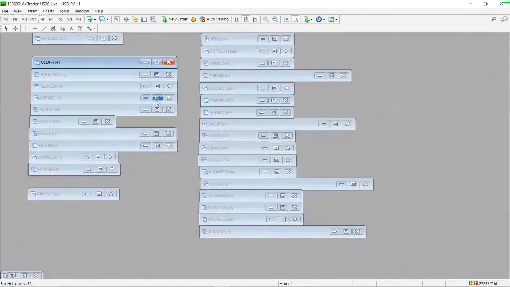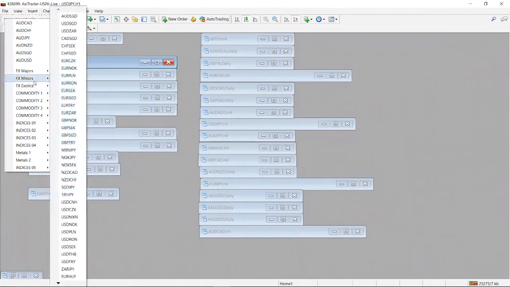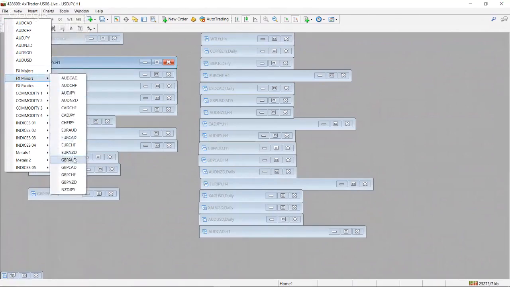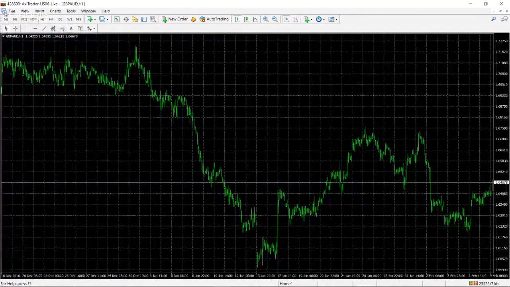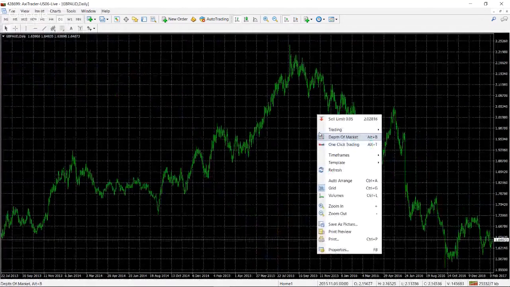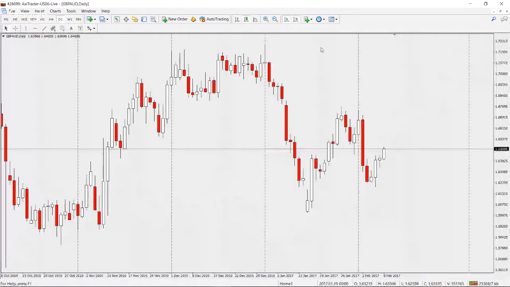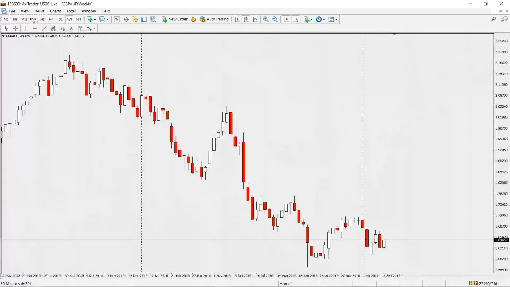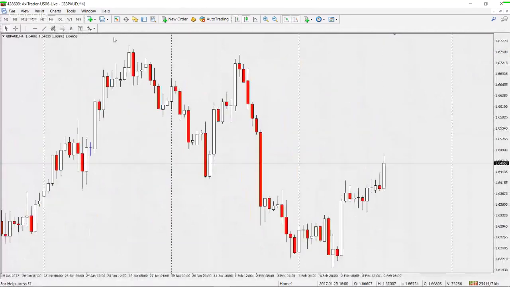Pound Aussie. Yes, pound Aussie. Where is it? It's not on this chart. Okay. All right. So that's daily. That's weekly. So what's the 1 hour?